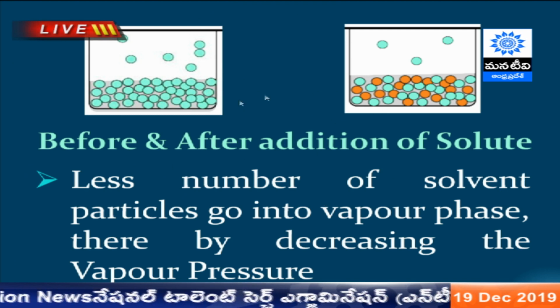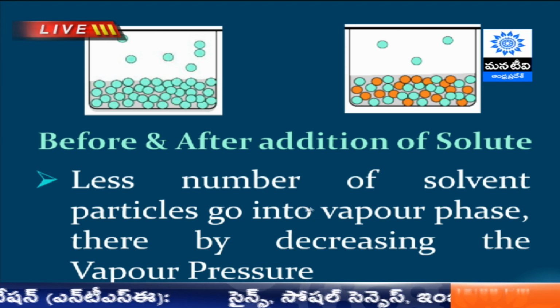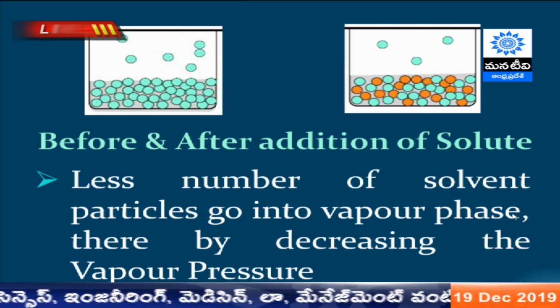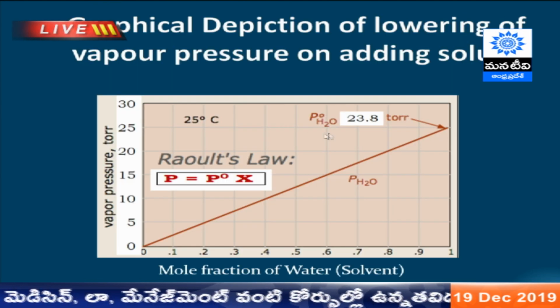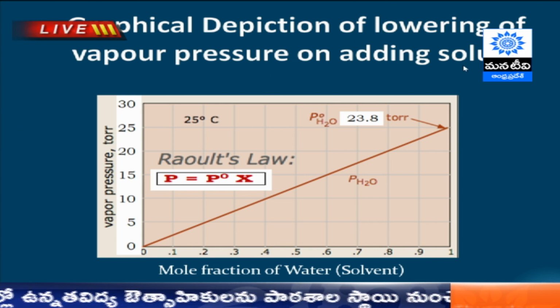Now, you can see before and after addition of solute, what is happening? Fewer solvent particles go into the vapor phase, thereby decreasing the vapor pressure. You can see graphically the lowering of vapor pressure on adding solute.